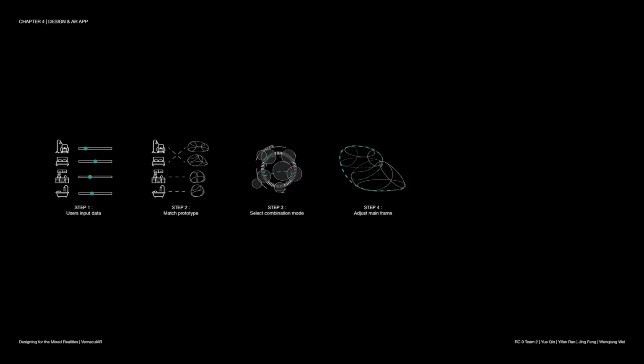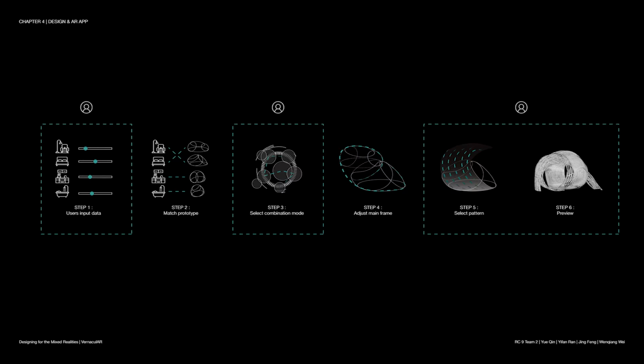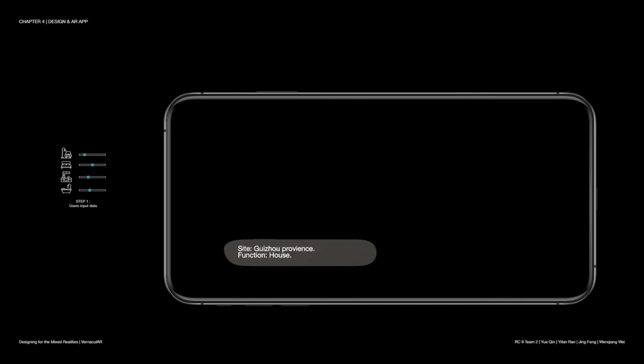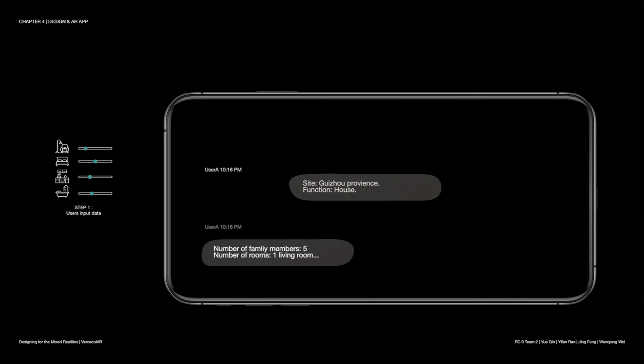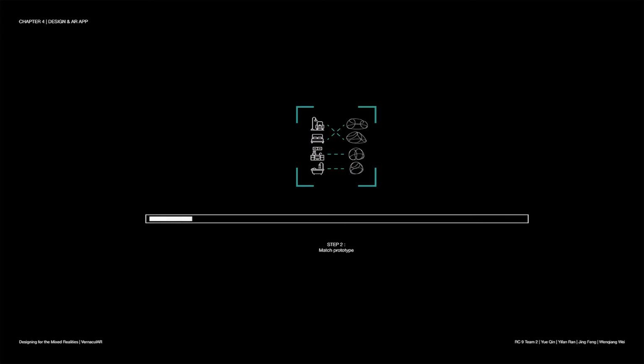Our design logic includes 6 steps, starting from the experimental prototype to transform them into an organic, habitable space. Users and the system will complete the generation process together. After receiving the request from users, the background system will automatically start the generation process.